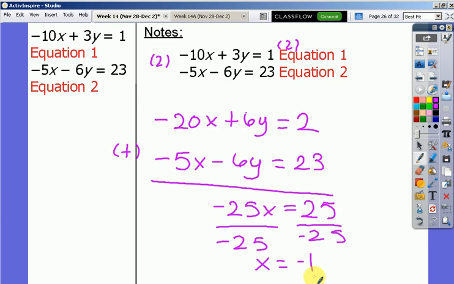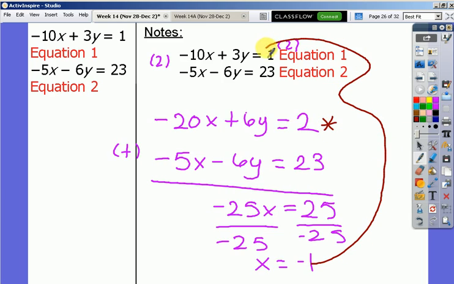Now, what do I do to find the value of y? Plug it in. Now, do not plug it into one of your manipulated equations. So don't plug it into this one. You must plug it into one of your original ones. So go ahead and plug it into the first one and tell me what you get. Into one of the original equations.